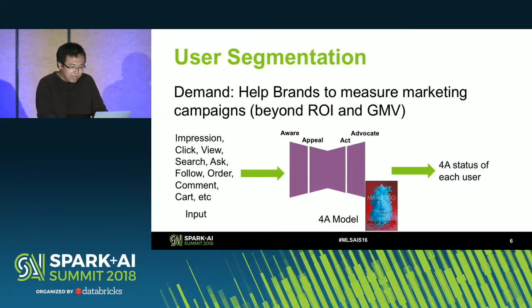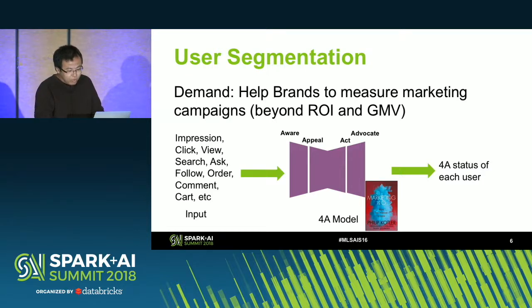We first studied the marketing model proposed by Philip Kotler, who is known as the father of modern marketing. Then we took our data situation into account and designed a marketing model named 4A. Our model segments users into 4 categories. The first is aware, which means initial touch, like ad impression or view. The second A, appeal, means more views, search, add to cart, follow, and ask. The third A, act, is just purchase. The last A, advocate, means high rating or positive comments.